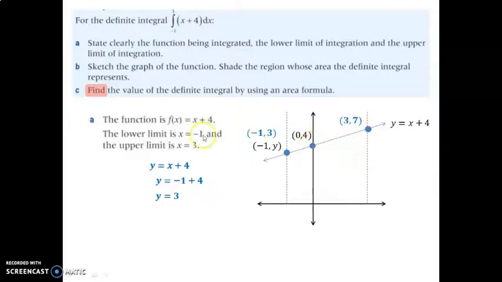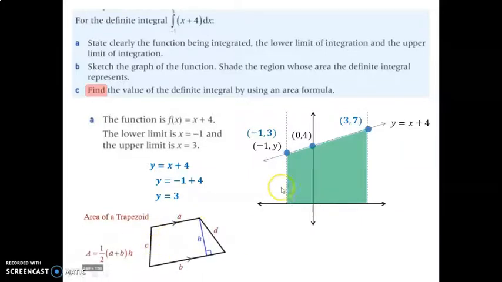That means we took the x value. We know this was x equals 3. We put 3 in here and we got 7 for the y. Great, now we have all the numbers we need to find the area of this shape. And this shape again is a trapezoid once again. Find the area of that trapezoid. Here's the formula again to remind you, so go ahead and find the area of this trapezoid.